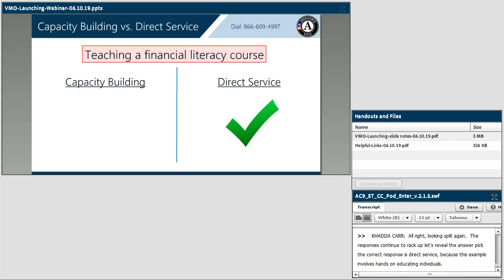Some capacity building activities that a VISTA would do would include things like developing the curriculum for the financial literacy course or connecting with organizations who can refer the clients to take the course or even identifying the financial literacy experts to advise the curriculum development.